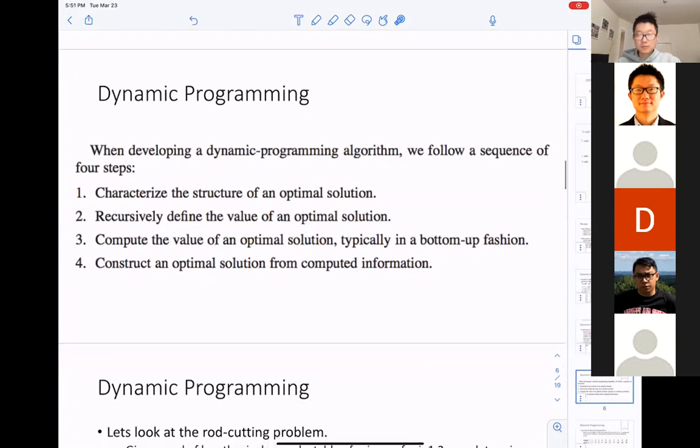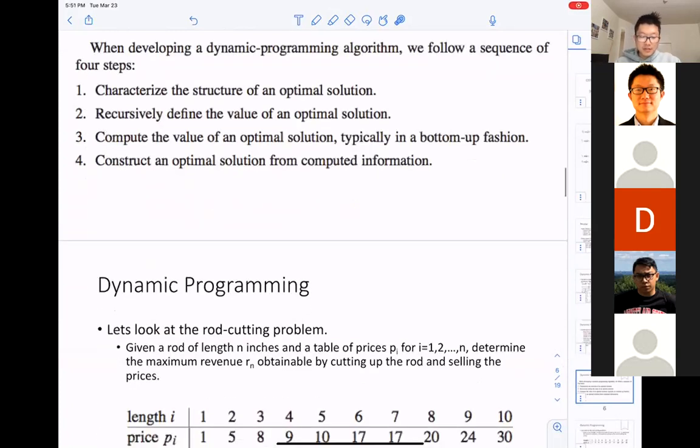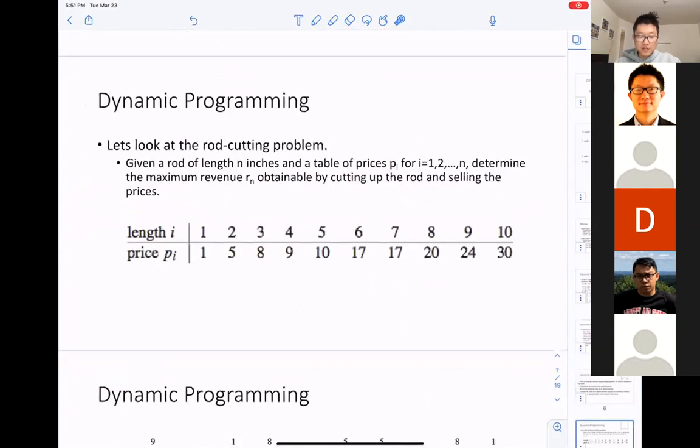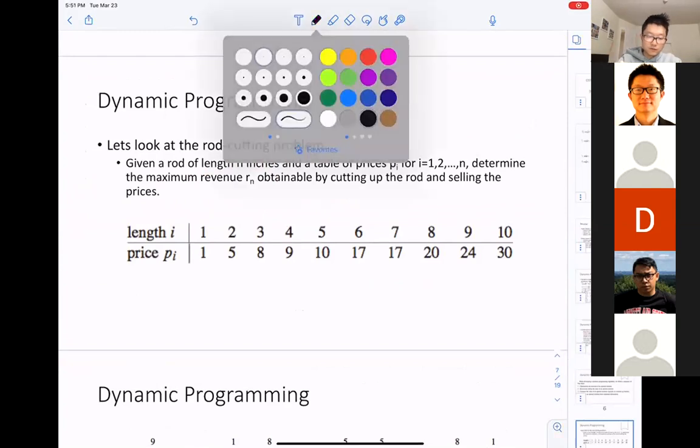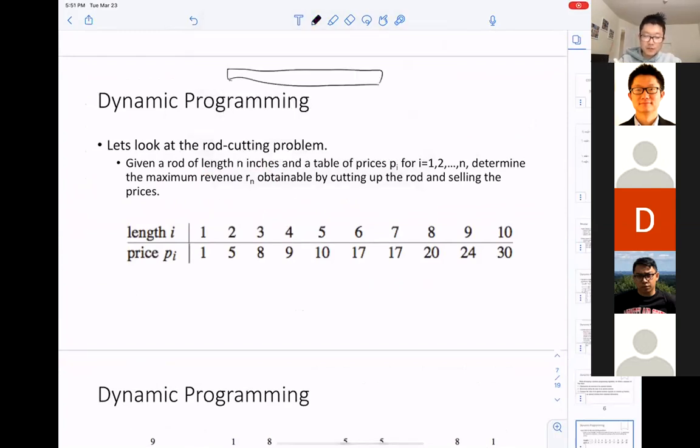So let's look at a problem. Suppose we're given a rod of length n inches, a very long rod, and also a table of prices. The table says, if we have a rod of length 1 inch, and so on. The top row indicates the length of the rod, whereas the bottom row indicates the price of a rod of a certain length.